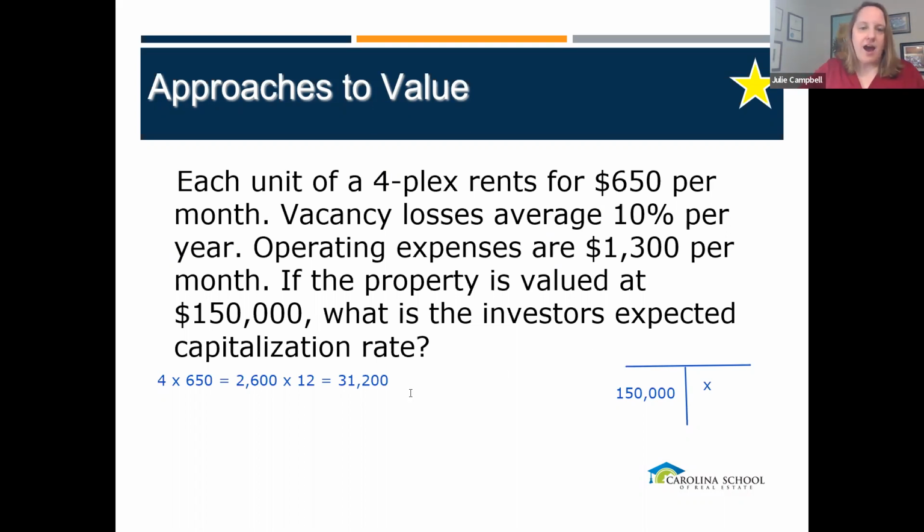From my PGI, I deduct vacancy or collection losses, which is 10%. 10% is $3,120. So when I deduct 10% from my PGI, I get an EGI of $28,080. The most I could make is $31,200. That's the dream. In reality, I'm only making $28,080 on this investment property. I deducted my vacancy losses from my PGI to get my EGI. PGI is the dream. EGI is the reality.